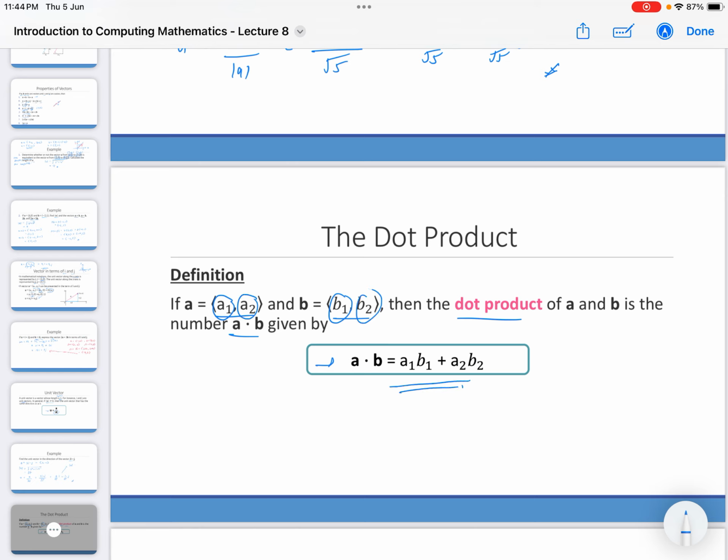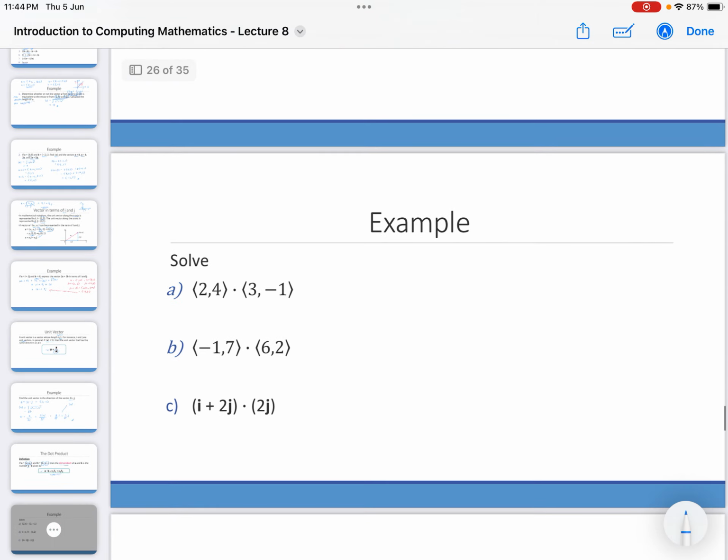So this one is the dot product: A1 times B1 plus A2 times B2. Let's try this. We have 2, 4 dot product with 3, negative 1. This is equal to 2 times 3 plus 4 times negative 1.